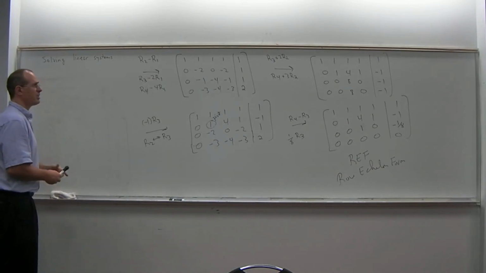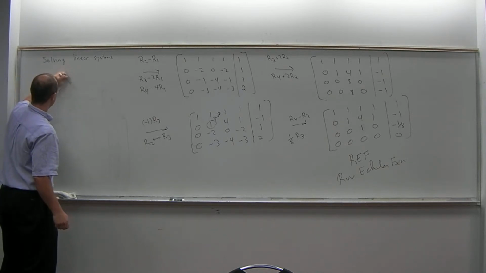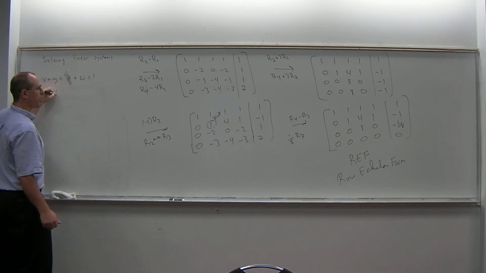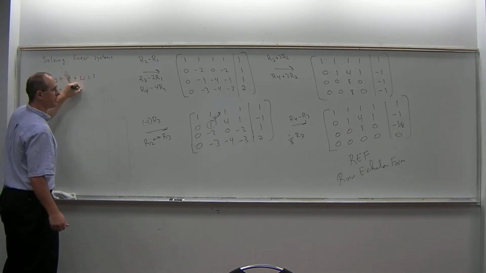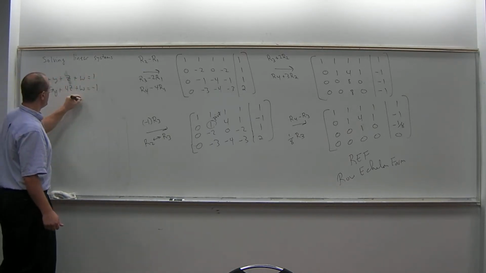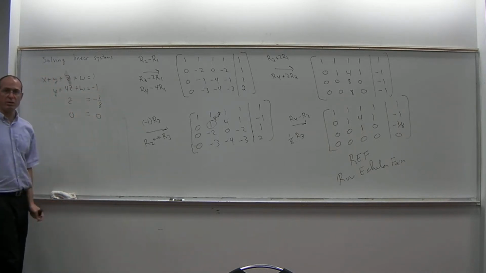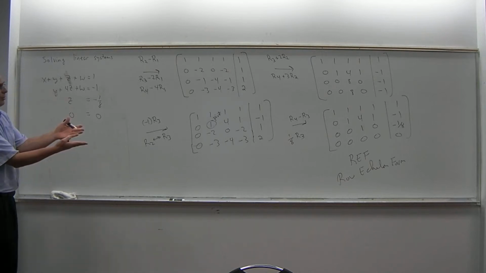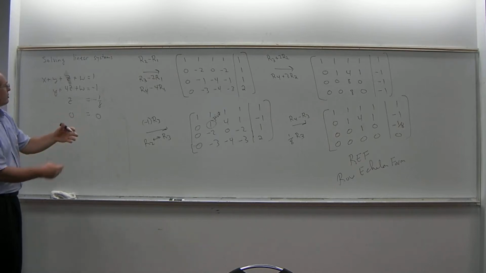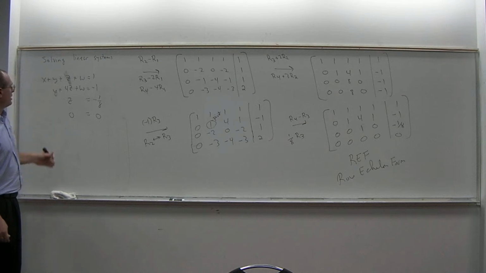They transform our system of equations into, well, the first equation actually never changed. x plus y plus z plus w equals 1. The second equation is y plus 4z plus w equals negative 1. The third equation is z equals negative 1/8. And the fourth equation is 0 equals 0.